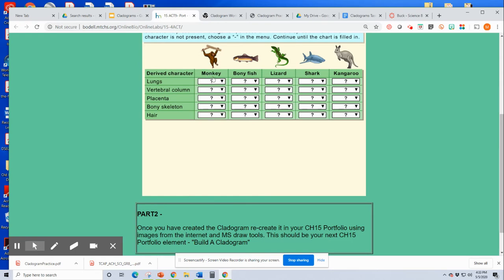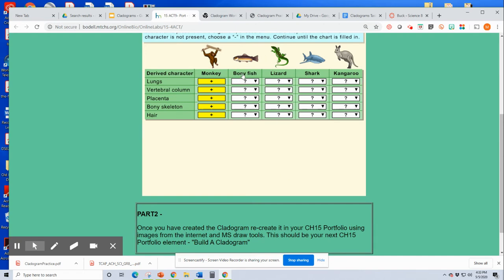All right, here's Mr. Monkey, so I'll take him. Mr. Monkey definitely has lungs. He definitely has a backbone. He has a placenta. He's got bones, that's for sure, and he's hairy. All right, so I notice he has all of them, right? He has all five of these characteristics that we are using to decide how our cladogram is going to look and our evolutionary relationships.